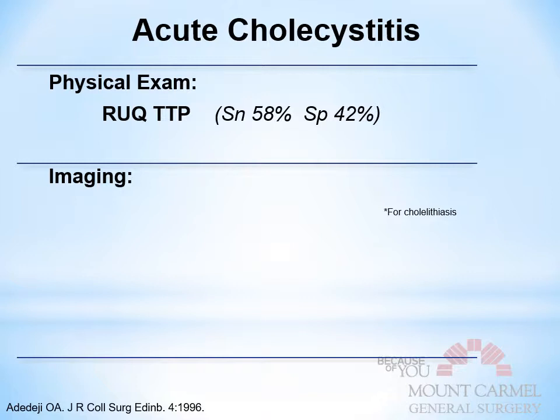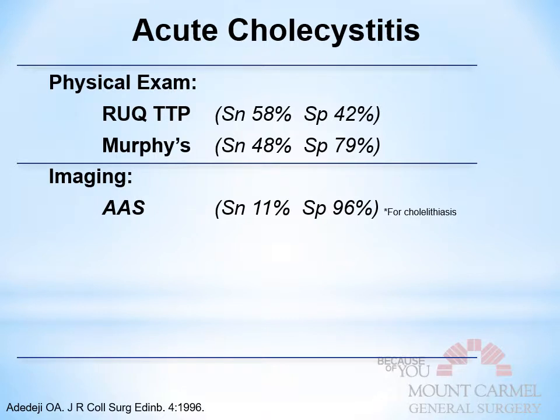So right upper quadrant pain will be tender to palpation in acute cholecystitis. The sensitivity is 58% and the specificity is 42%. Now a formal Murphy sign, the sensitivity is actually 48%, but the specificity is 79%. So a lot of people that have gallbladder disease don't have a Murphy sign, but if they have it, they probably do. The high likelihood is they actually do have acute cholecystitis.